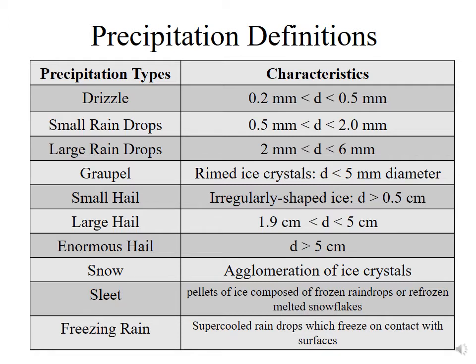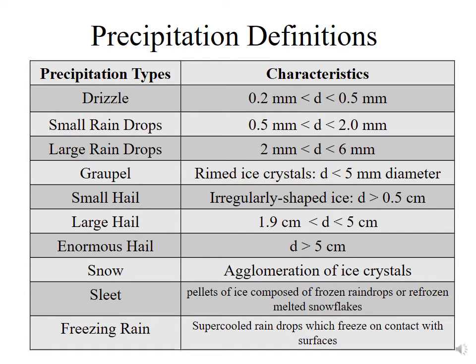And then there's sleet. Sleet are really pellets of ice. And they're typically frozen rain droplets or refrozen melted snowflakes. So they're different from graupel, but a lot of people think that graupel and sleet are essentially the same thing because they present themselves as smaller than small hail ice that falls out of the sky. One of the differences is that graupel is typically white and sleet is typically clear.